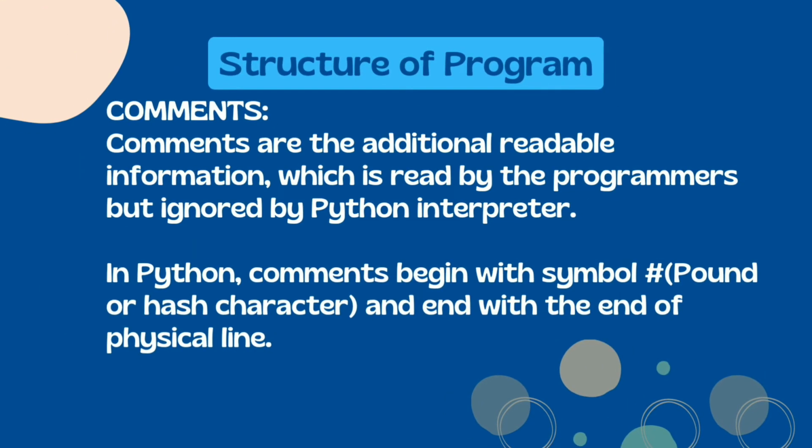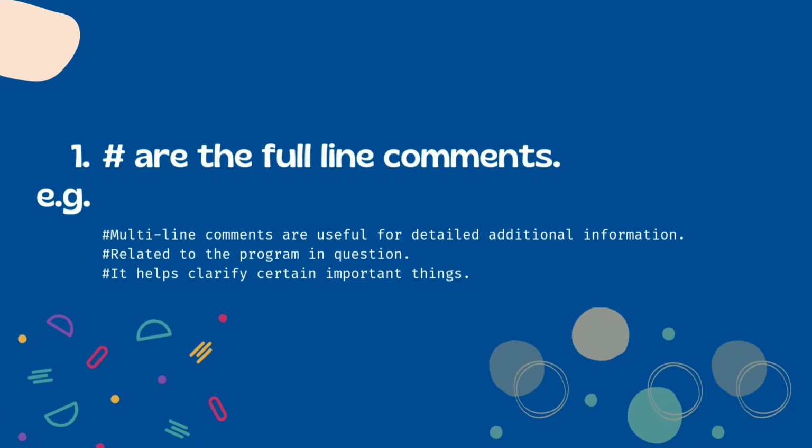Okay, comments. See, comments are additional readable information which is read by the programmers but ignored by the Python interpreter. The Python interpreter doesn't interrupt the functioning of the program. It is just ignored by the Python interpreter. Only programmers can access and read the comments. Okay, in Python, a comment begins with the symbol hash. We also call hash a pound character, and it ends with the end of a physical line. Hash is generally used for full line comments.